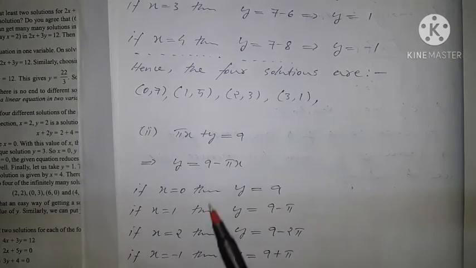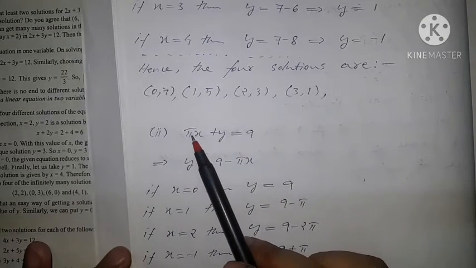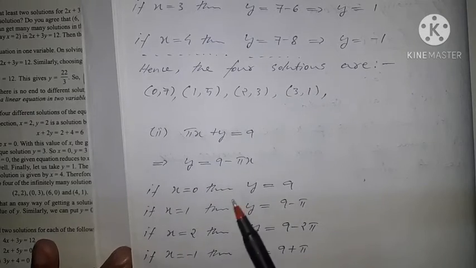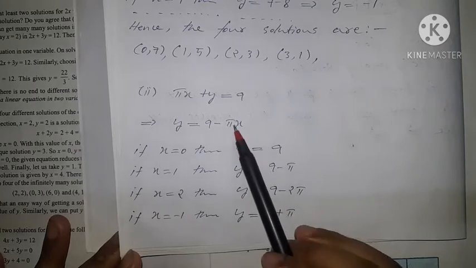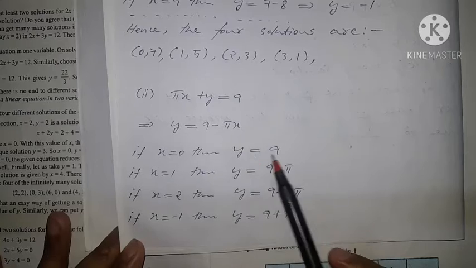So let's move to the Roman number 2. It is given that pi x plus y equals 9. If we move pi x to the other side, it becomes y equals 9 minus pi x. So if x equals 0, this becomes 0, therefore y equals 9.